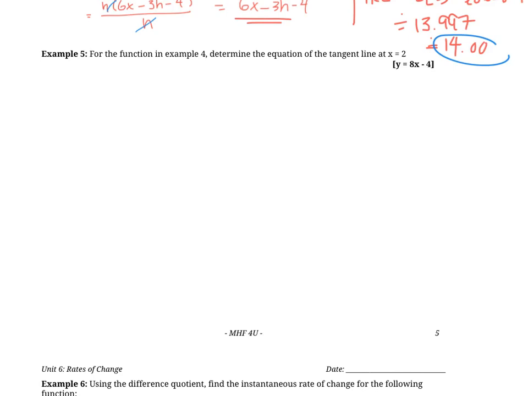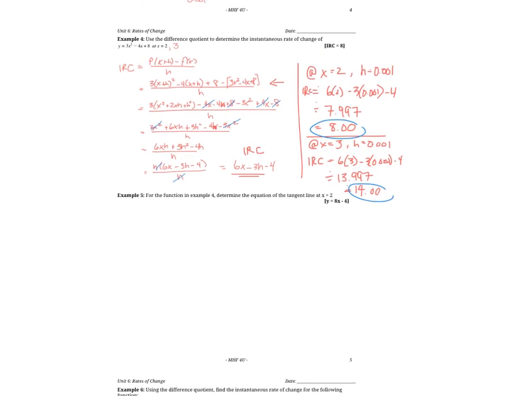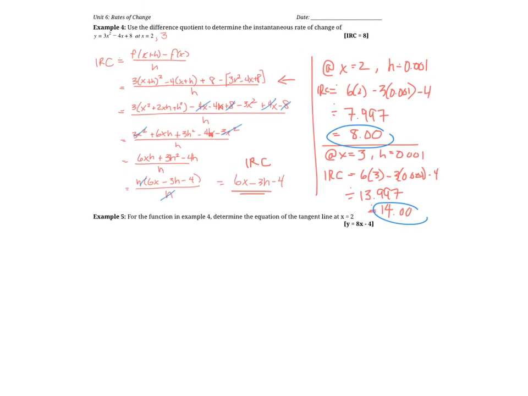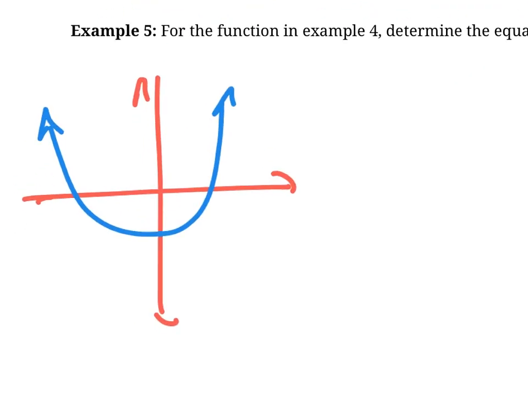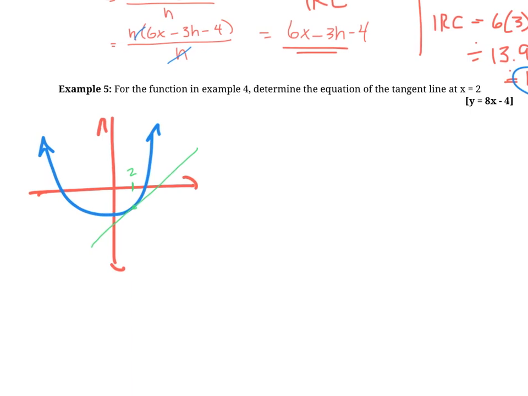So the next question asks us, going back to example 4, determine the equation of the tangent line at x equals 2. So let's think about what we've found so far. First of all, we know we have a quadratic here. So that function that we're given in the previous question is a quadratic, so it'll look something like that. I don't know exactly what it looks like, I'm just drawing it. It opens up and whatever. Doesn't matter. We want to know what the equation of this tangent line is at x equals 2. So say that this is 2 here. Our tangent line at this point is going to look something like that, right? It's going to just touch at that one point. So we want to know the equation of that line.